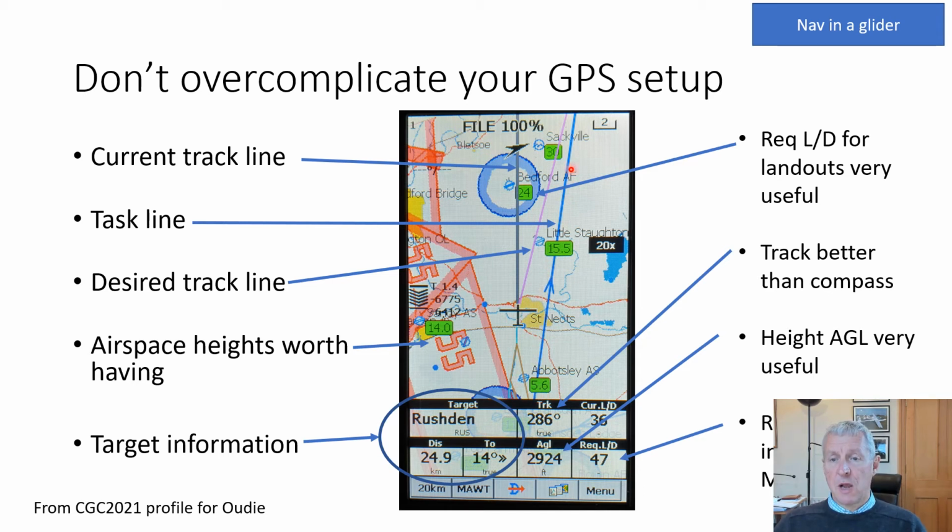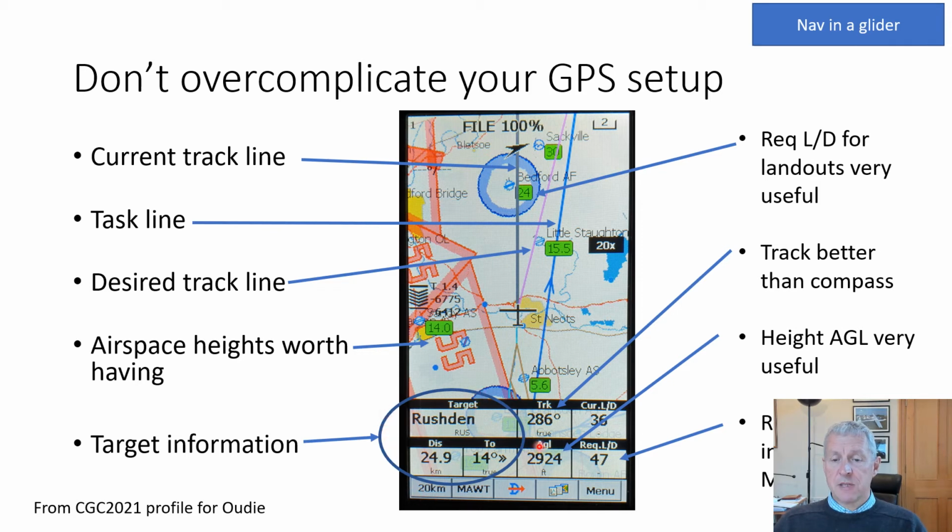This blue line was the originally intended track, and this grey line is the direction we're going in. So if I turn so that this grey line is on top of this pink line, I will end up at our target. That's pretty simple.